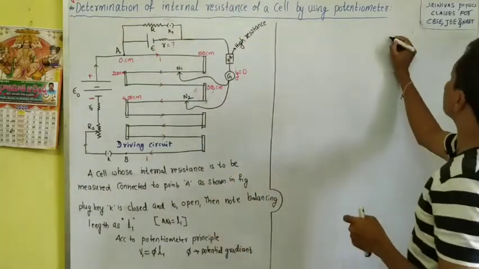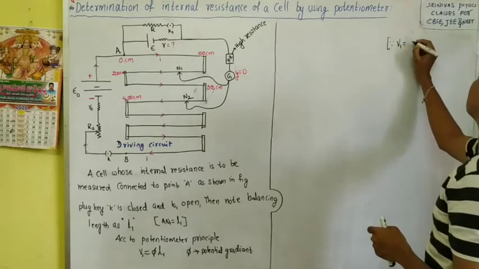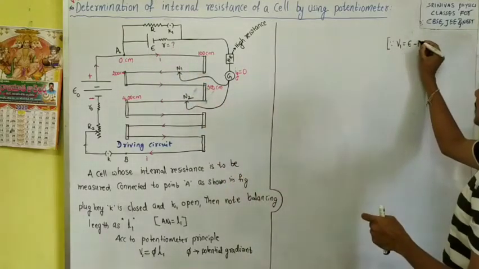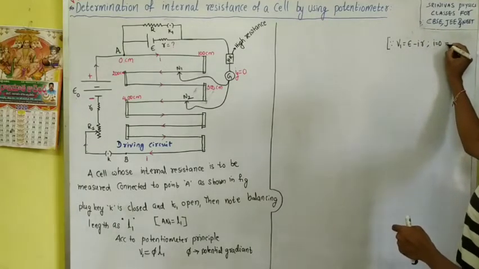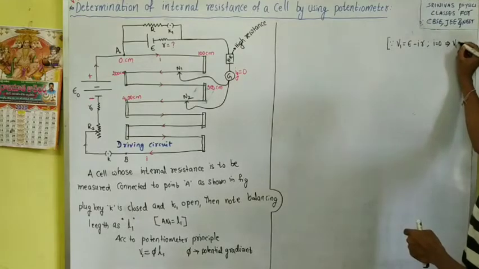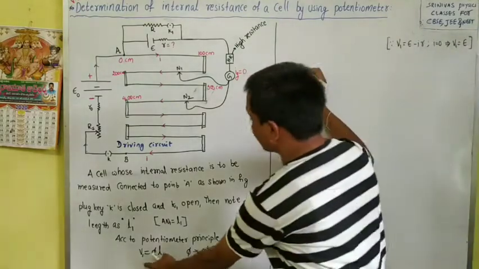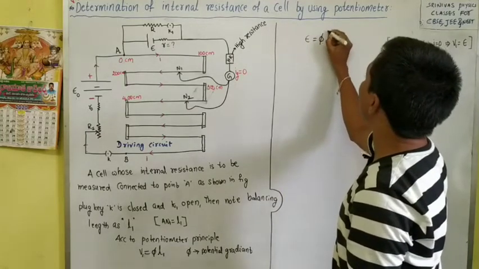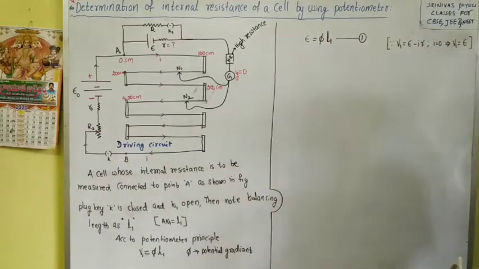The potential difference across the cell, V1, with only one cell, is V1 equals E minus Ir. But at the balancing condition I is 0, so V1 equals the EMF of the cell. Substituting V1 as E, we get E equals phi L1. This is equation 1. It is very simple.